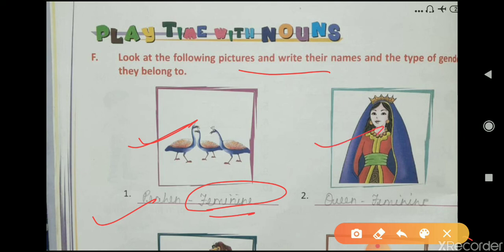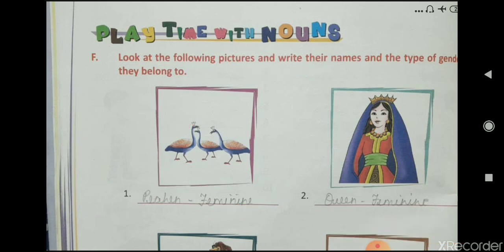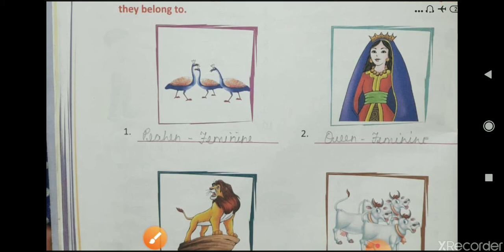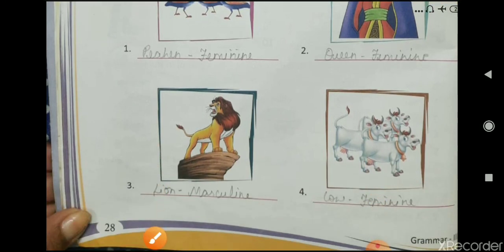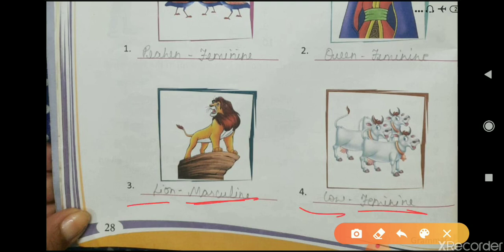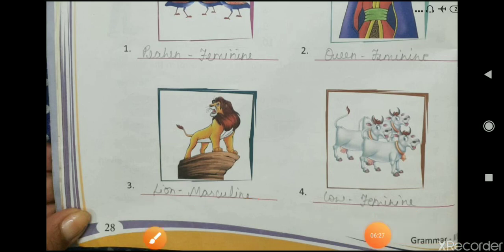Then here this is a picture of a queen. So you have to write here queen, and also you have to write down here feminine because queen is feminine gender. Next one is lion. Lion is a masculine gender. So write here lion and also masculine. Cow, feminine. Okay. Now next question.